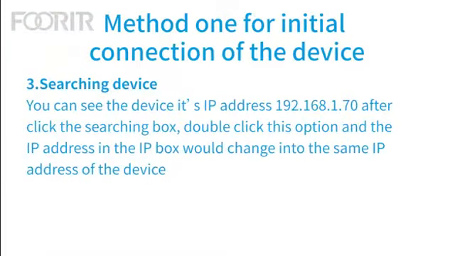Step 3. Searching for the device. You can see the device's IP address 192.168.1.70 after clicking the search box. Double click this option and the IP address in the IP box will change into the same IP address of the device.